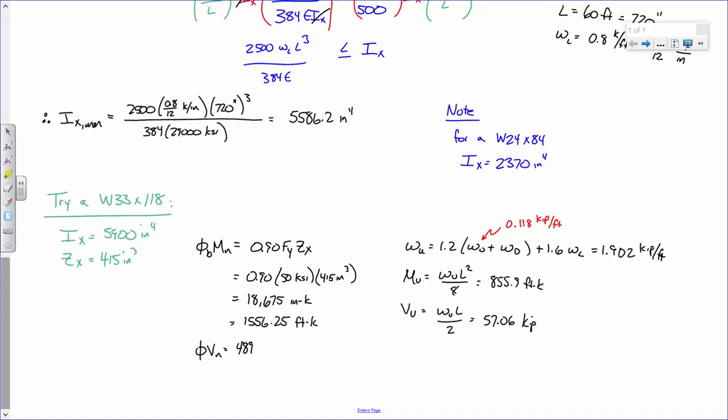And we have a phenomenal amount of moment capacity too. Like this is way bigger than that, this is way bigger than that. The reason why they're so much bigger is because this beam has a very stringent deflection limit on it. Very stringent.